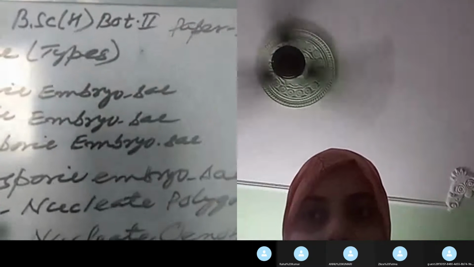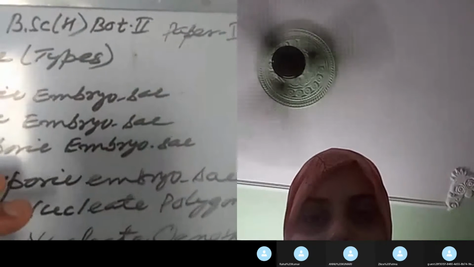Now let us see the monosporic embryo sac and its types. This monosporic embryo sac is of two types. Number one, 8 nucleate Polygonum type, and number two, 4 nucleate Oenothera type. Now let us study the first one, which is the 8 nucleate Polygonum type of embryo sac.